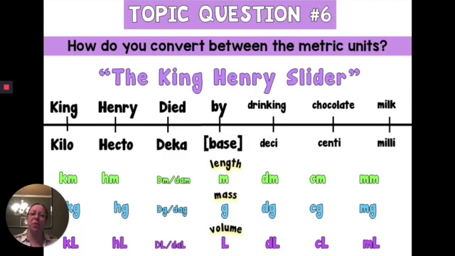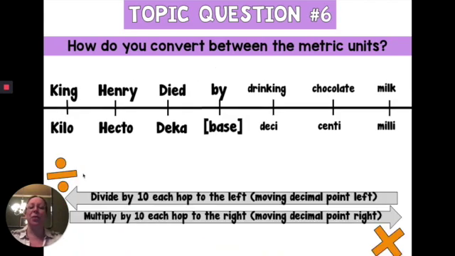So how do we convert between the units? It's the King Henry slider. So I go back to my mnemonic device: King Henry died by drinking chocolate milk. So you just bounce along the number line. Let's say your number was in decimeters, and you can move backwards and forwards depending on what your unit is. You divide by 10 for each hop to the left you make. So if I'm trying to go from centimeters to meters, let's say, I divide by 10, divide by 10.